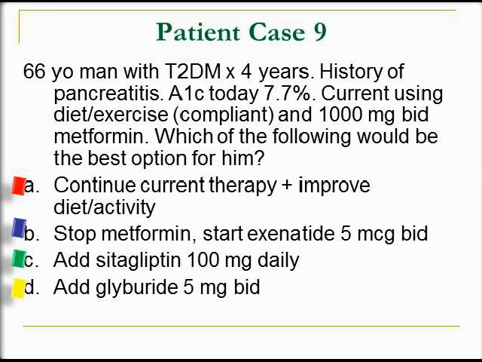That's a pretty general statement, I know. And you can make an argument, you could do either one and see how well it works. But in this case, because the A1C is in the high 7s, glyburide is probably more likely to get you there. It just may not work long term.